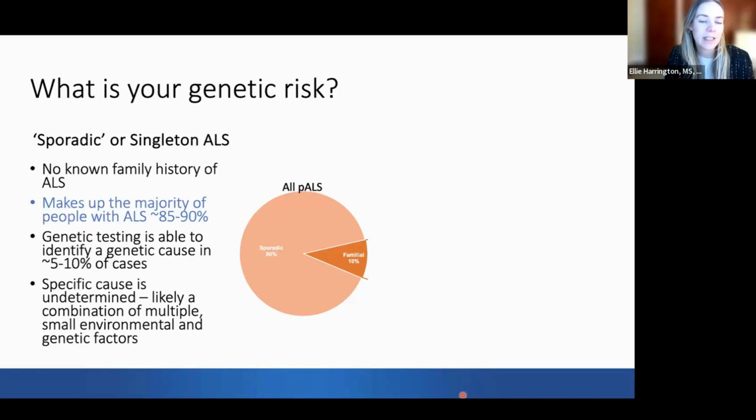So if testing is negative, if you don't have a genetic cause, what is the cause? Such a good question. It's a question I get from everybody who has negative results. It's one we don't have a good answer to right now. The specific cause is undetermined. What I say is it's likely a combination of small genetic factors in combination with multiple small environmental factors that in combination over time contribute to the onset of motor neuron disease symptoms. And this is something that's being investigated in a few different observational studies, but is really difficult to determine. And so we'll continue to take time to better pinpoint what those small genetic causes or environmental causes are.